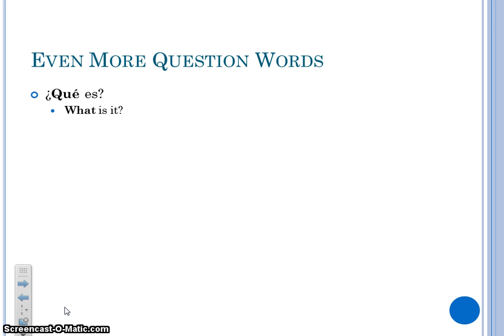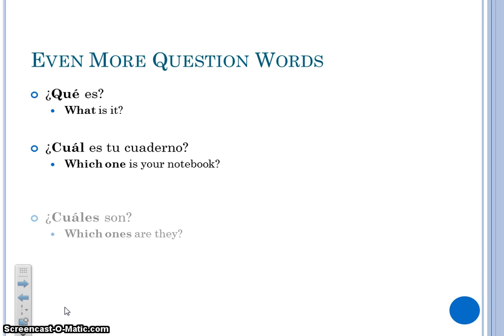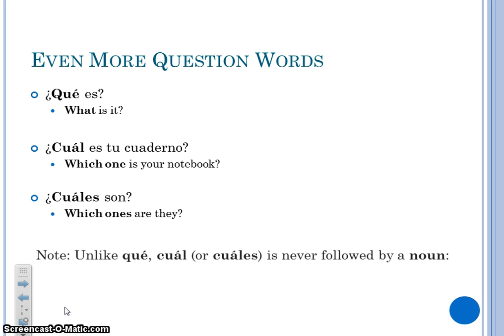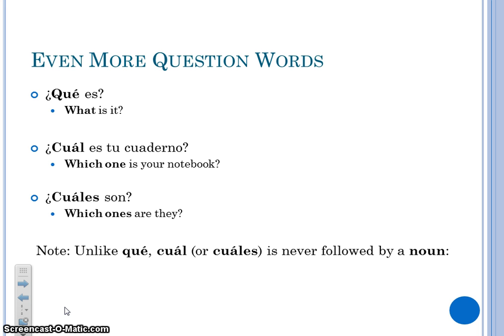Alright, next section. ¿Qué es? What is it? ¿Cuál es tu cuaderno? Which one is your notebook? ¿Cuáles son? Which ones are they? ¿Cuál and cuáles are just like quién and quiénes. They have a singular form and a plural form. Singular form is used when we're referring to one thing, and the plural when we're referring to 2 or more.